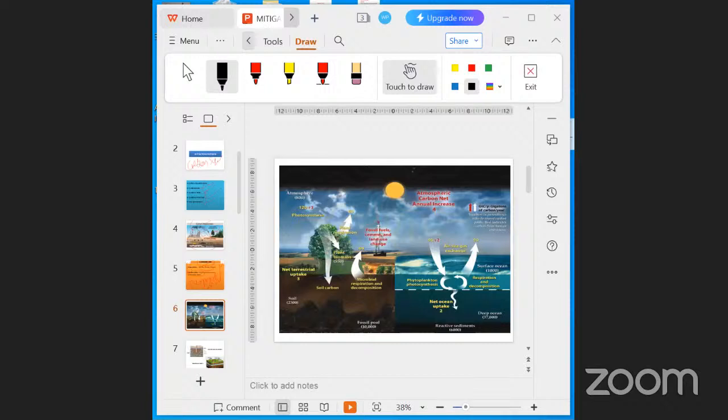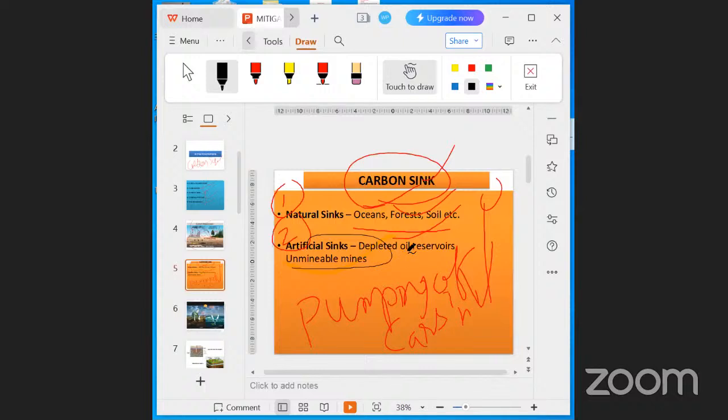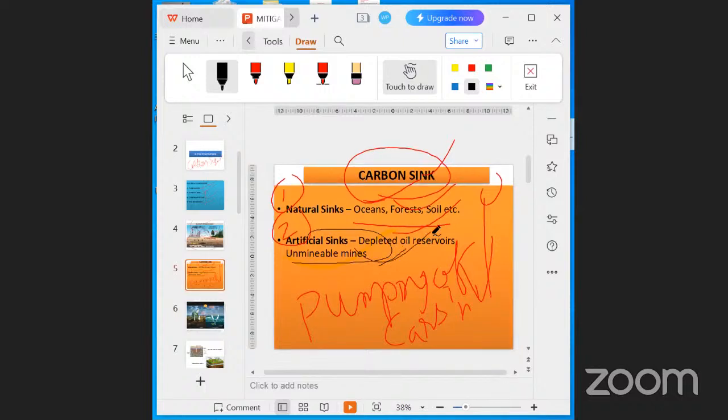So normally, with depleted oil reservoirs, people take the oil from the site and leave the site abandoned, so you can store the carbon inside that site. And the unminable mines, some mines cannot be mined because of the rock structure, and hence you can store the carbon inside them. So these are the artificial sinks.